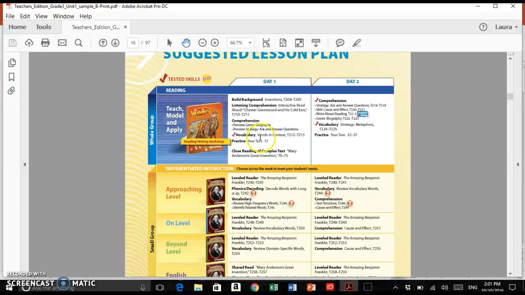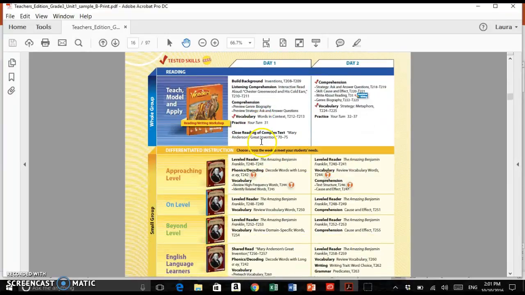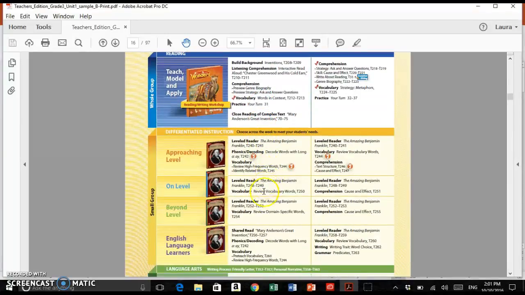So I see here it's introduced in day 1. Then I see that we've got this differentiated instruction. I see vocabulary popping up in all of my differentiated small group activities. So I'm going to want to take a look at what's different in terms of what they're doing. I already like the fact that it is differentiated for their vocabulary.